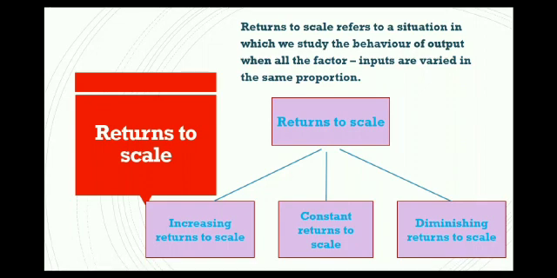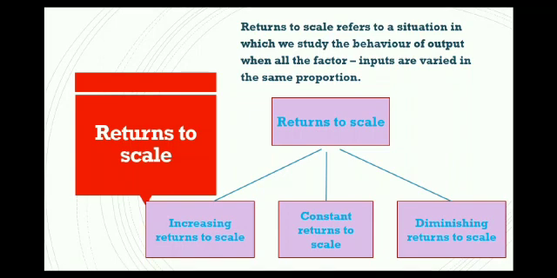Increasing returns to scale. Increasing returns to scale occurs when a given percentage increase in all factor inputs in the same ratio causes a proportionately greater increase in output. If a 10% increase in all factor inputs causes, say, a 20% increase in output, it is a case of increasing returns to scale.